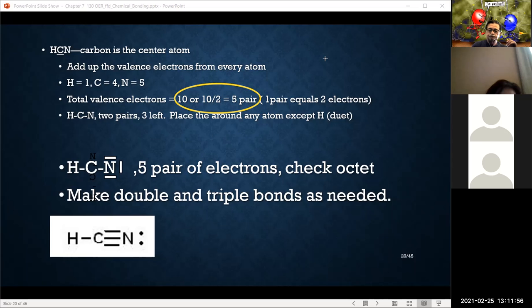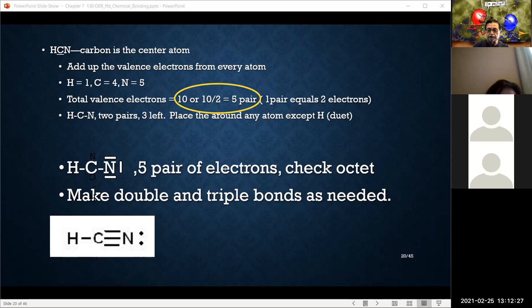The same is true if instead of 10 valence electrons, you calculated 12. So what happens now? You have an extra pair, right? And so you start making your formula and then you end up with an extra pair and you're like, well, I can't put it in the carbon because carbon's full. I can't put it in the nitrogen because nitrogen's full. And obviously I can't put it in hydrogen. So how did I get an extra pair? 12, or 6 pair, 12 valence electrons.